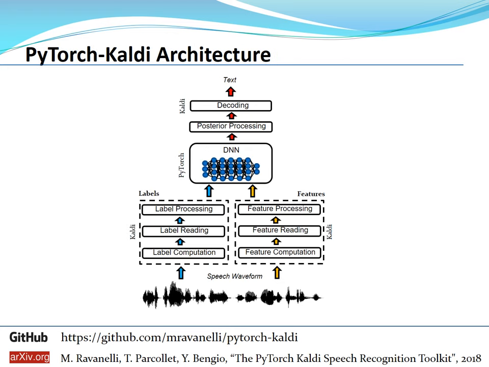So, what's the basic architecture of PyTorch-Kaldi? Basically, we start from the raw signal and we can extract some kind of features from it, like MFCC, filter banks, or all the typical features that we use for speech recognition. This can be done using Kaldi. Also, the label computation, which requires forced alignment and stuff like that, is inherited from Kaldi. Then we feed both the features and the labels into our PyTorch implementation of the acoustic model that provides posterior probabilities over phone states. We feed these posterior probabilities into the Kaldi decoder, and we finally have the text uttered inside our speech waveform.